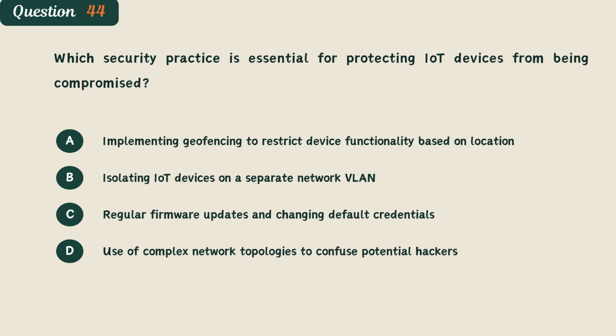Question 44. Which security practice is essential for protecting IoT devices from being compromised? A. Implementing geofencing to restrict device functionality based on location. B. Isolating IoT devices on a separate network, VLAN. C. Regular firmware updates and changing default credentials. D. Use of complex network topologies to confuse potential hackers.